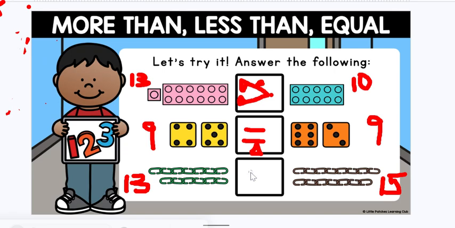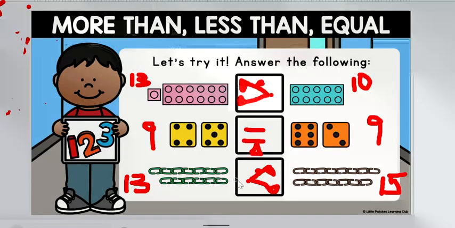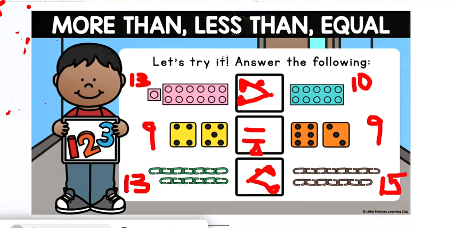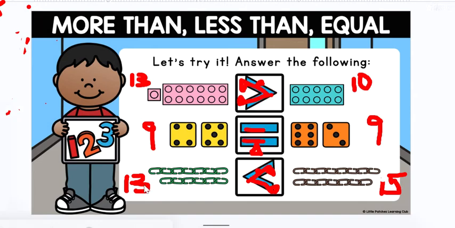All right, so it looks like 13 is the little number. So we're going to point to the little number and eat the big number. The alligator is going to eat the big number and it's going to point to the little number, okay? So 13 is less than 15, okay? I hope you guys understood that. Now let's clear this page and do some more.